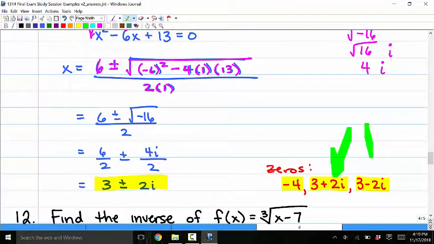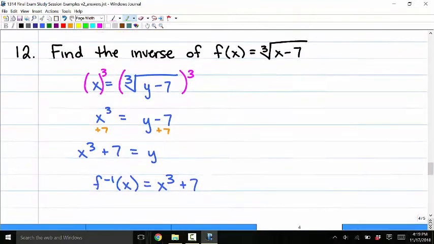Something to comment on. These two zeros are called complex conjugates. A plus bi, a minus bi are complex conjugates. And you always have imaginary or complex zeros occur in complex conjugate pairs.